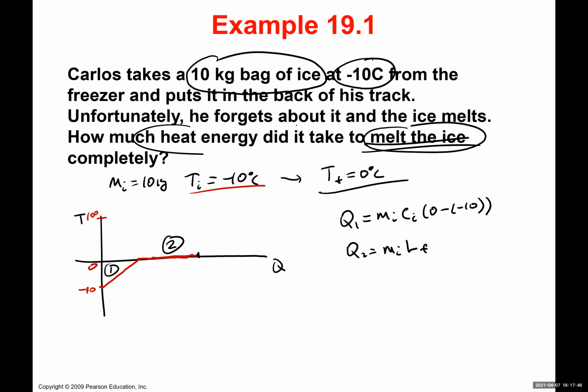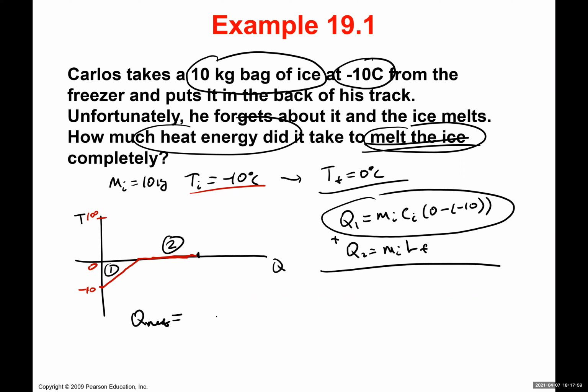How much heat energy did it take to melt the ice? It will be the sum of Q1 and Q2. That means Q net just takes into account changing the temperature of ice from negative 10 to 0, then melting the ice. So this will be Q1 plus Q2: mass of ice, specific heat of ice, times delta T, plus mass of ice times heat of fusion.